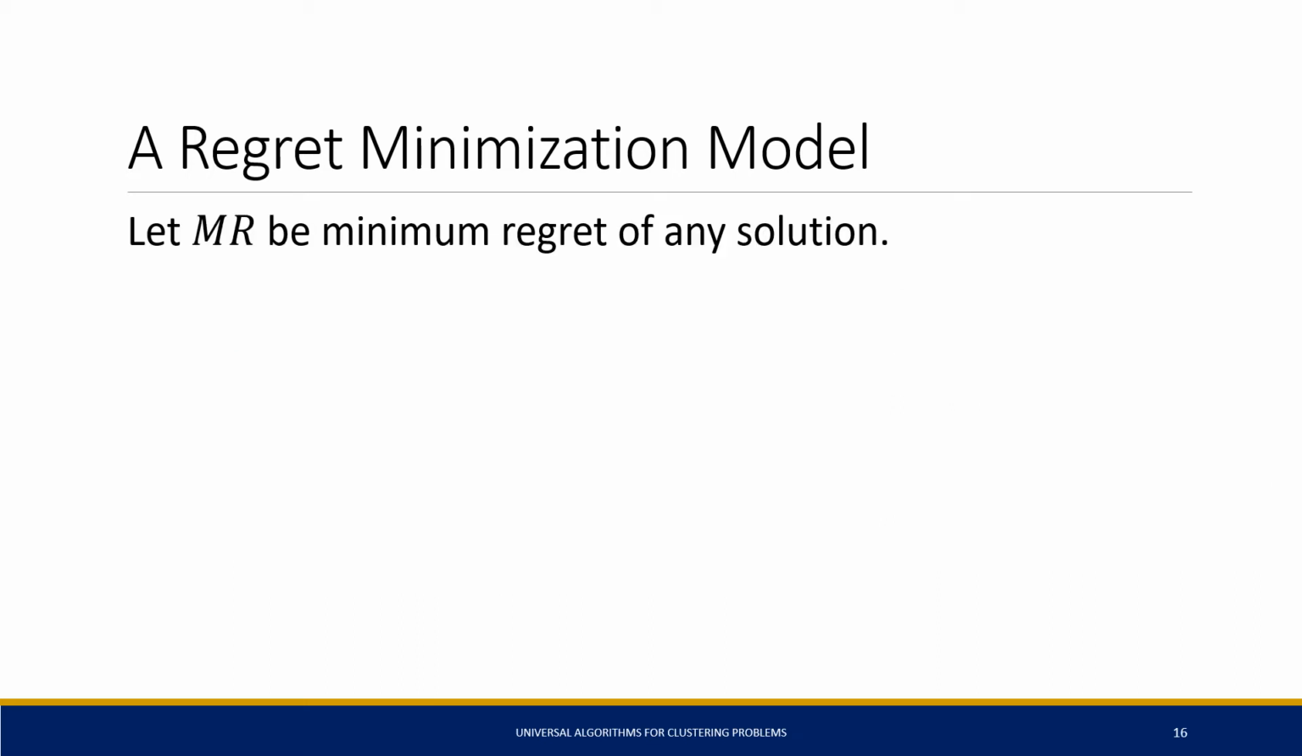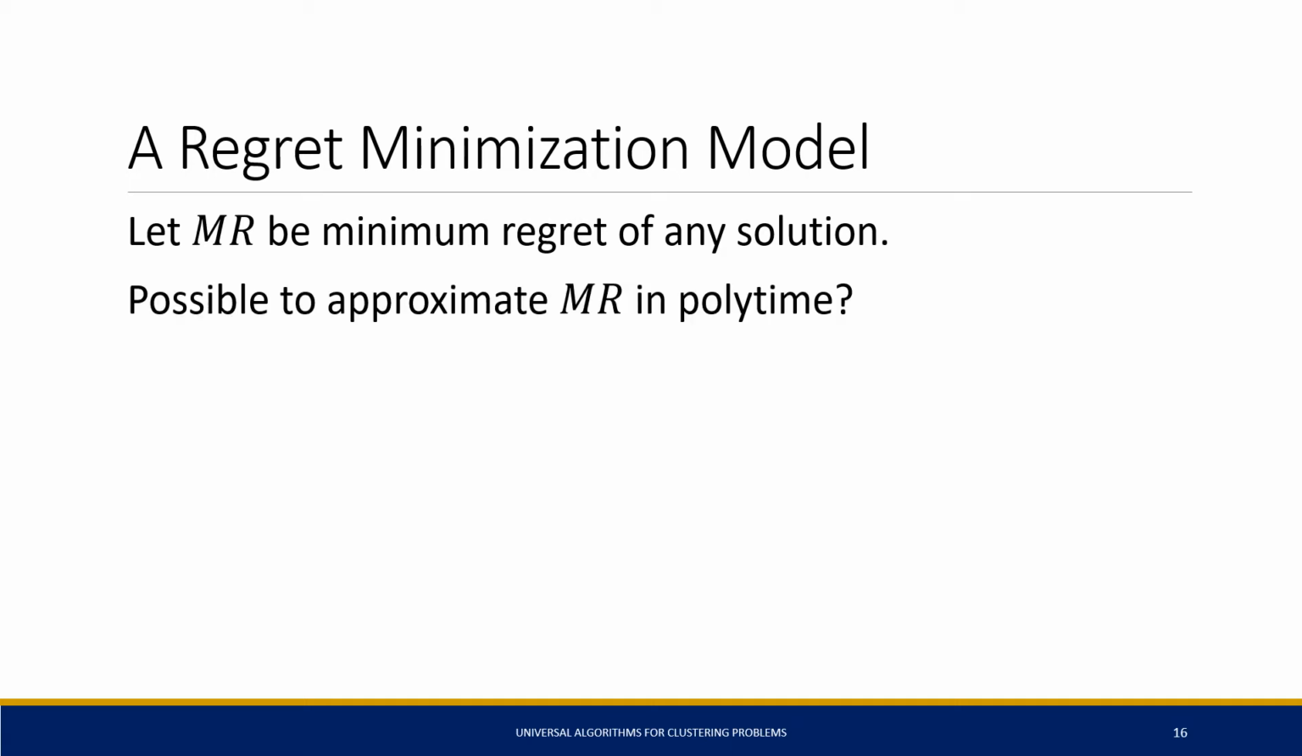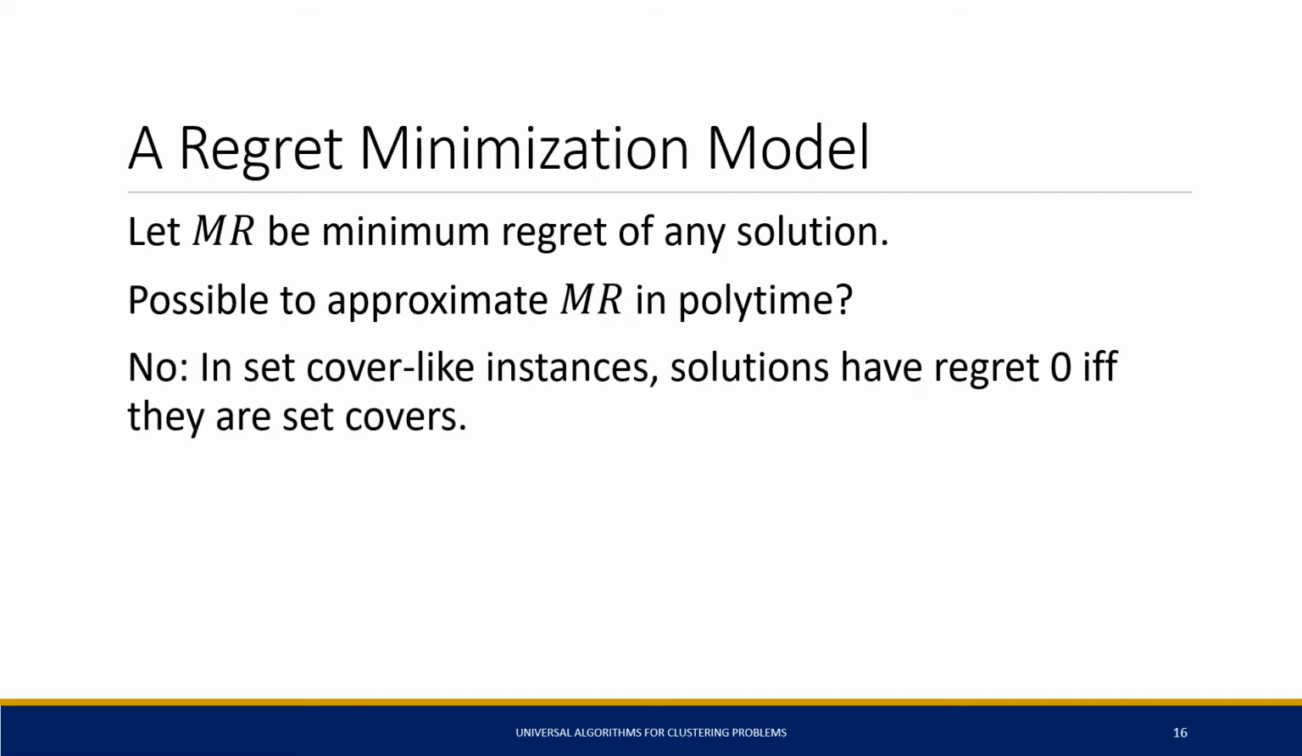So again, recall that we let MR denote the minimum regret that any solution can obtain in the instance. And so a natural question is, is it possible to obtain a solution that has regret, say, some constant times MR, in particular in polytime? It turns out the answer is no, and the reason is that if we consider set cover-like instances, and by that I mean effectively facilities are sets, clients are elements, and facilities are close to clients that correspond to elements in the set they represent, and are far from the elements not in the set that they represent.